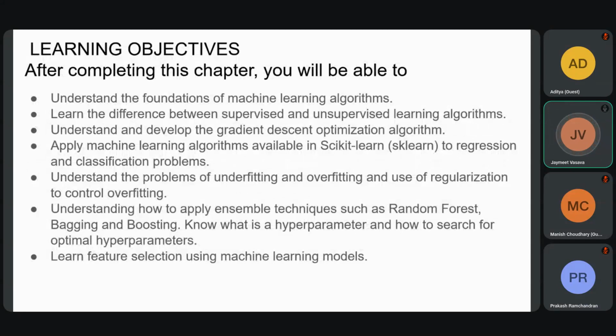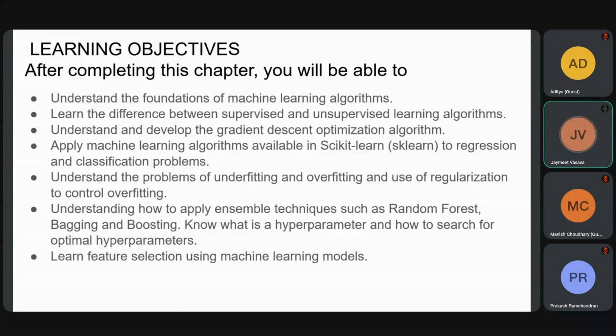For this session, the objectives will be understanding some of the foundations of machine learning algorithms, the difference between supervised and unsupervised learning algorithms, and understanding and developing the gradient descent optimization algorithm used for getting the optimal values of the bias and weights. Then applying the machine learning algorithms available in scikit-learn to regression and classification problems.